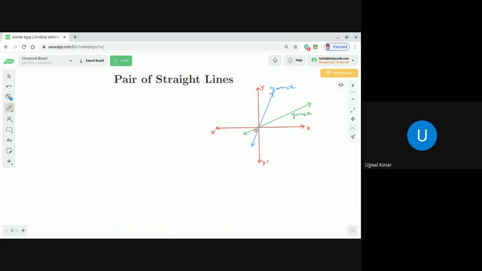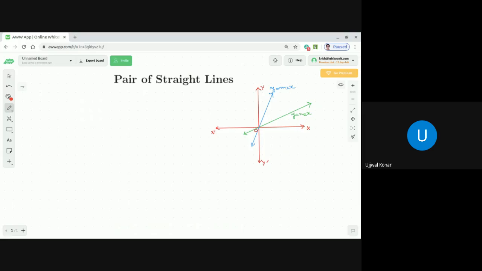Now the point is how we can jointly represent y equal to m1x and y equal to m2x. In one way you can say, sir, I can write it like this: y minus m1x into y minus m2x equals 0. But what we are going to discuss is a more generic form.